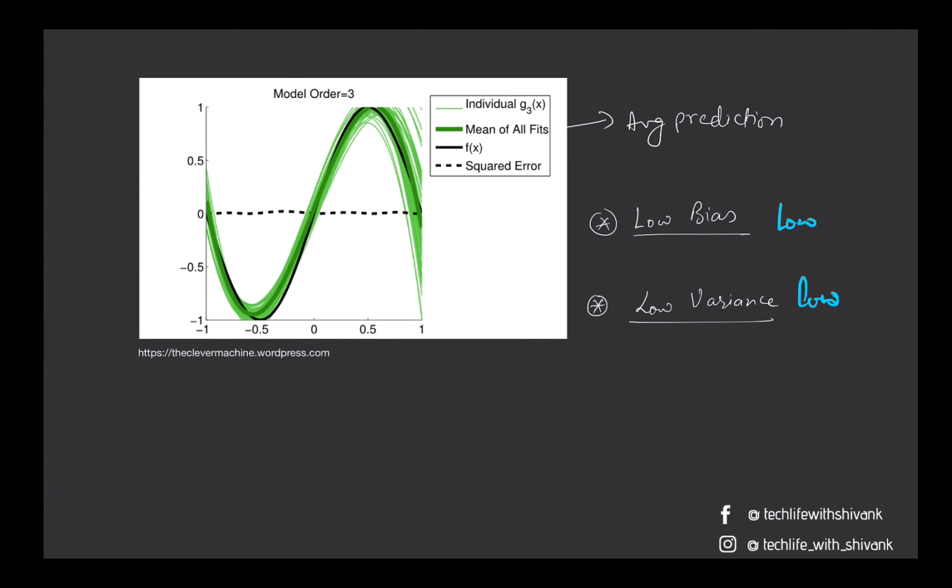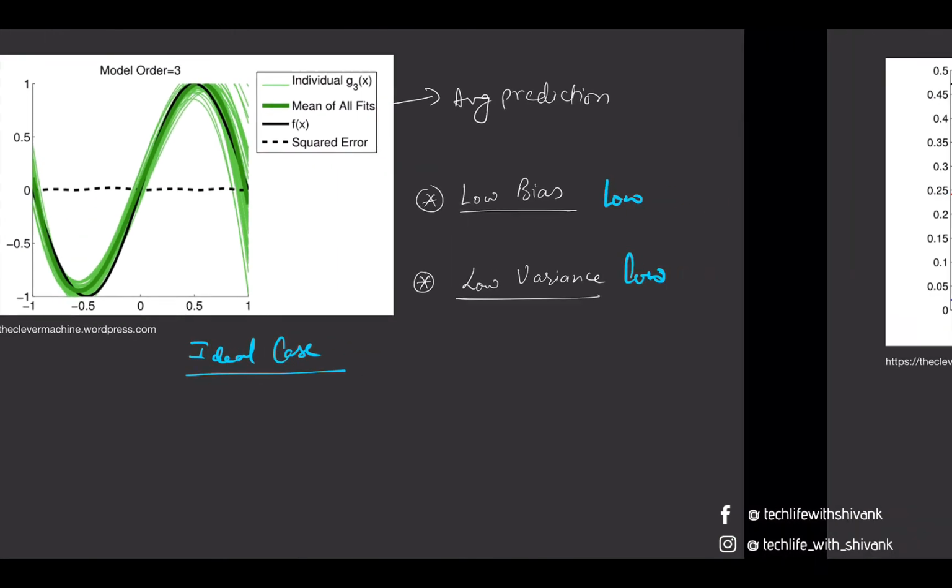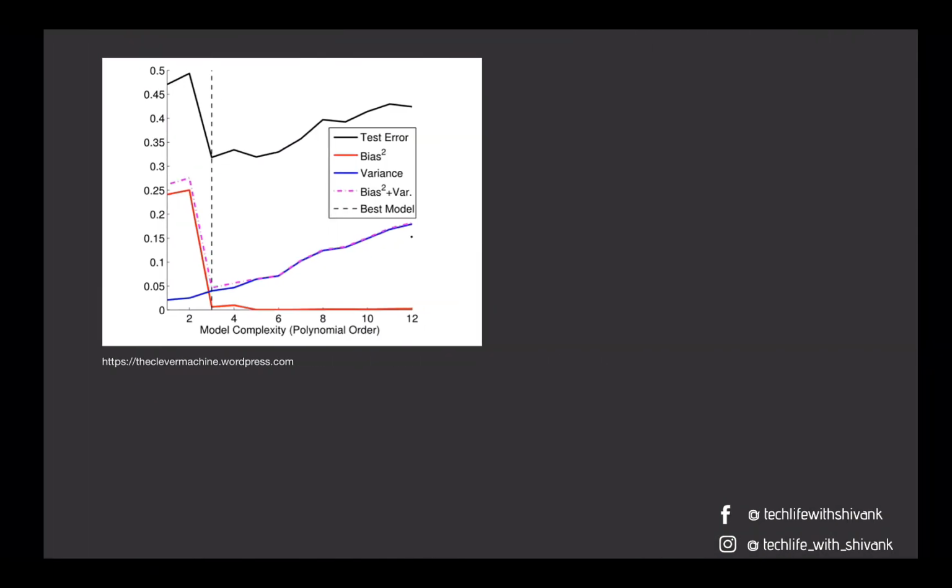So this is the ideal case which we want. We want to select the parameters of the complexity of the model such that the average error, which is bias square plus variance, the average mean square error as we saw in the previous video, should be very low. For example, here we can see that the average error is low when the degree of the polynomial that we are using to train the model is 3, and so this is the perfect model.